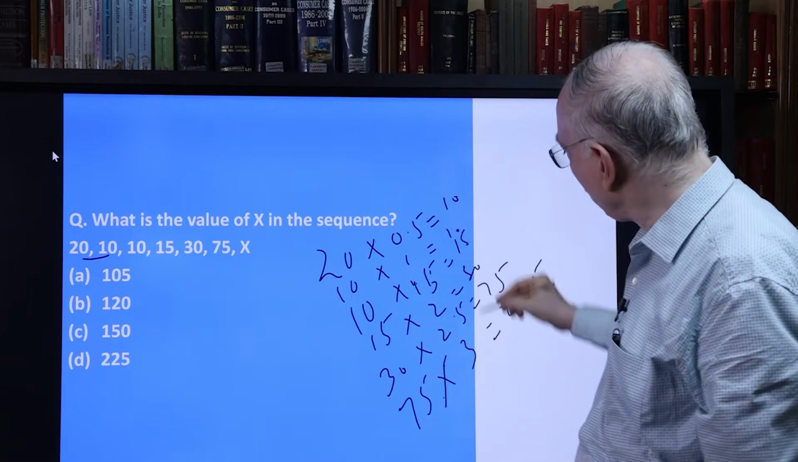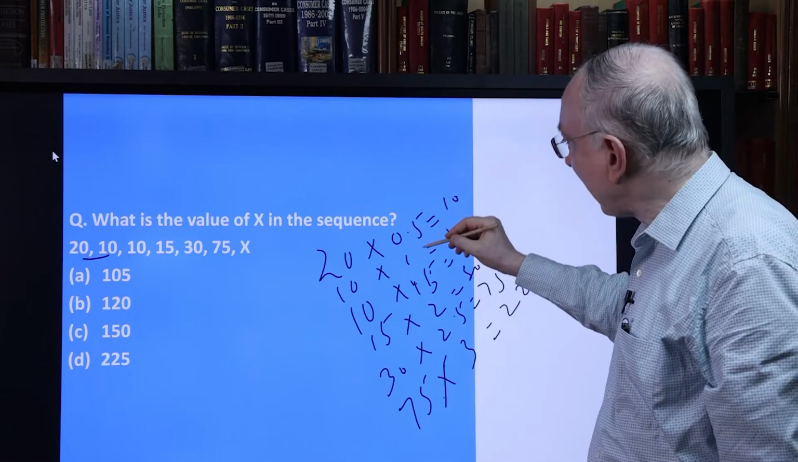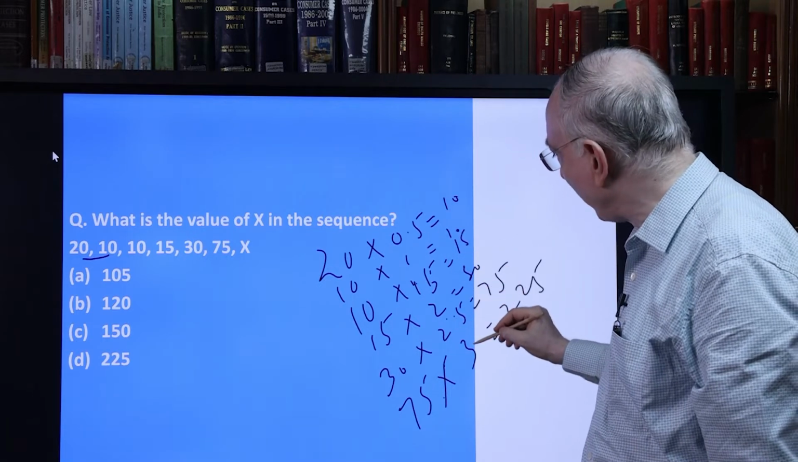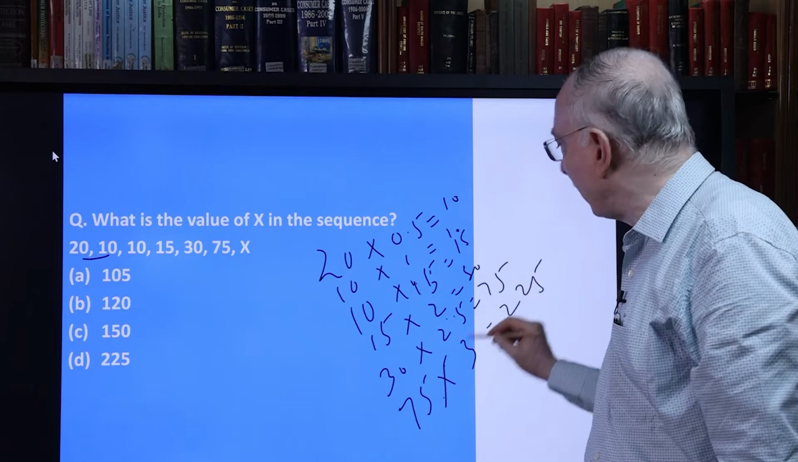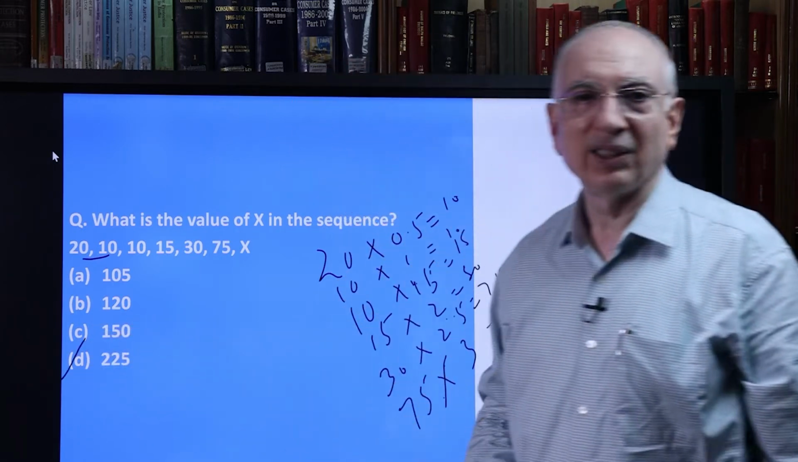Now the question arises, why 3? Now notice this multiplying factor is also increasing: 0.5, 1, 1.5, 2, 2.5. So next number to be multiplied is 3. Therefore option D is the right answer.